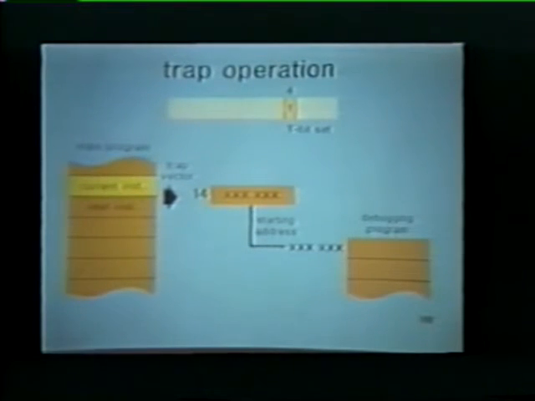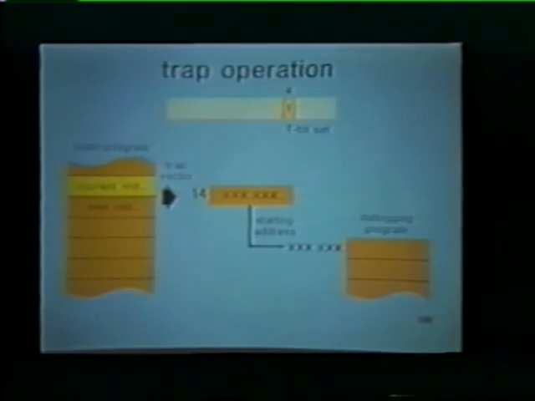When the T bit is set, the processor completes execution of the current instruction and then issues a trap vector of 14. Vector 14 is the address of a memory location. This location contains the starting address of a debugging program. The processor retrieves and loads the starting address into its PC and then begins stepping through the debugging program in order to locate and correct the error or malfunction.